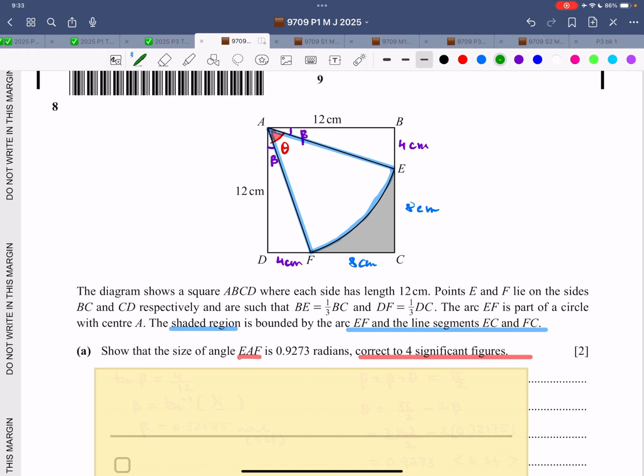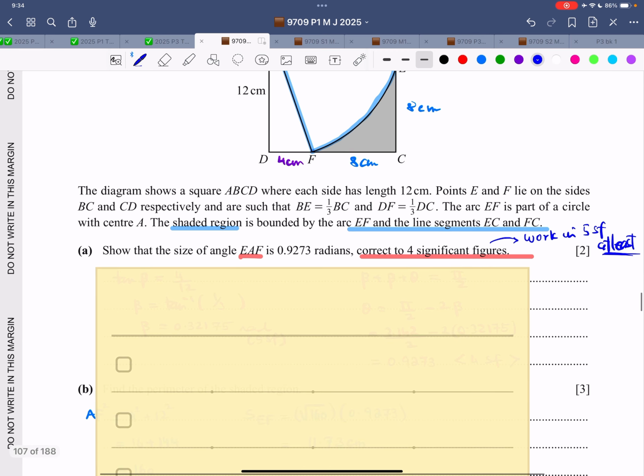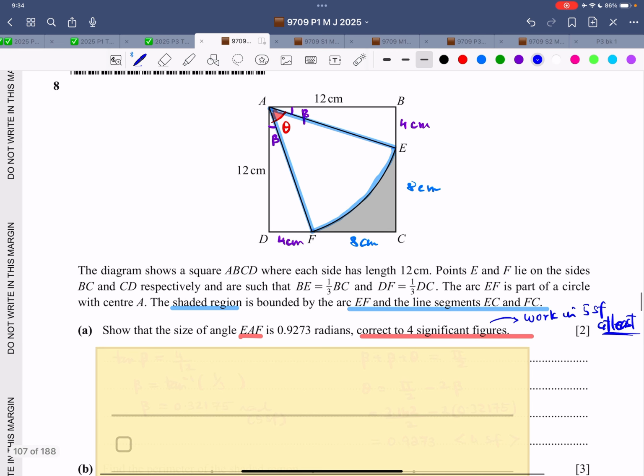That means, remember one thing, work in this question, work in 5SF at least. So at least includes 5SF, so I think I'll just work in 5SF. Now over here, a little bit of basic trigonometry is needed. It's a square, so 90 degrees are there. I can find this angle beta, I can find this angle beta. So beta plus theta plus beta is equal to 90. 90 in radians is pi by 2 radians.